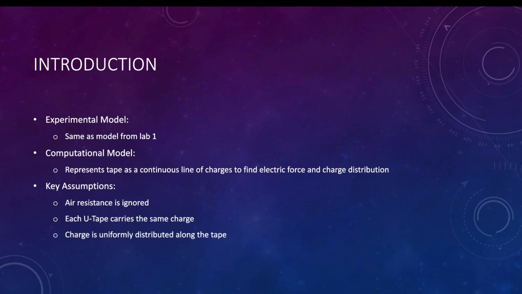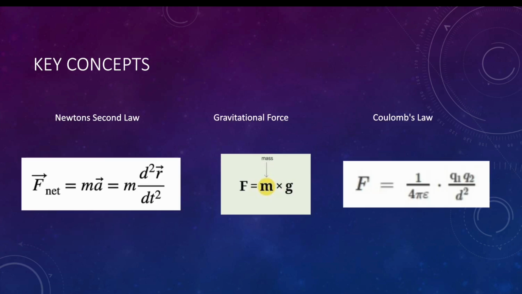The experimental model we're using is the same model as from Lab 1, and the computational model is the GlowScript code that we're using and editing based off of the starter code, which represents the tape as a continuous line of charges to find the electric force and charge distribution to eventually find the charge that is present in a single tape. The key assumptions are that air resistance is ignored, each U-tape carries the same amount of charge, and charge is uniformly distributed along the tape.